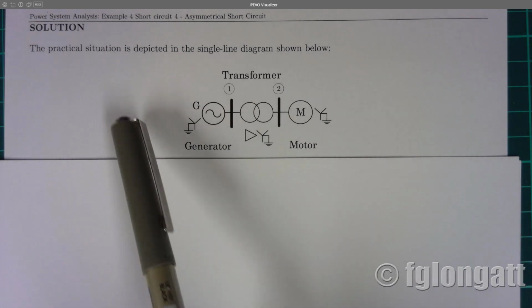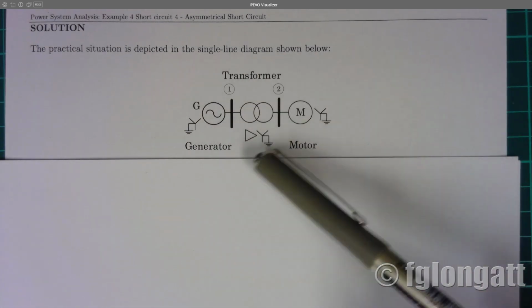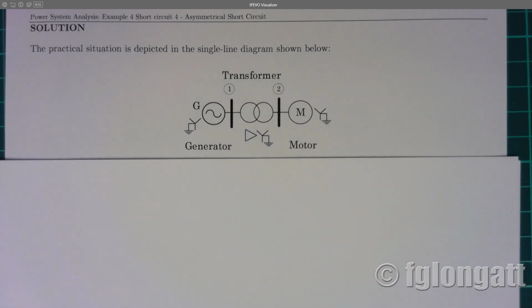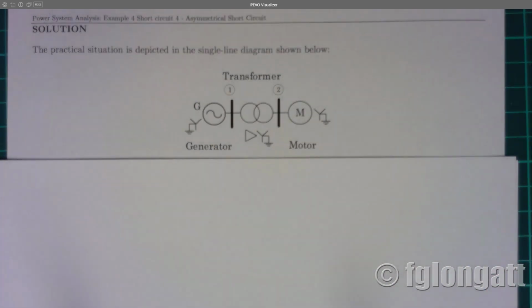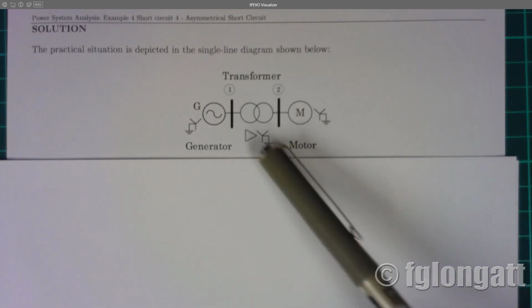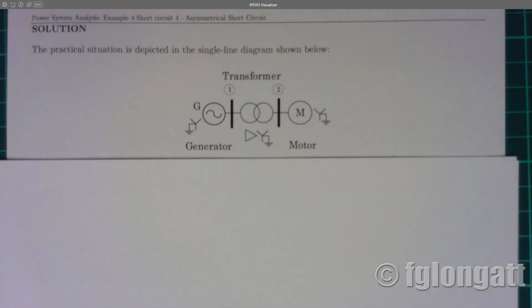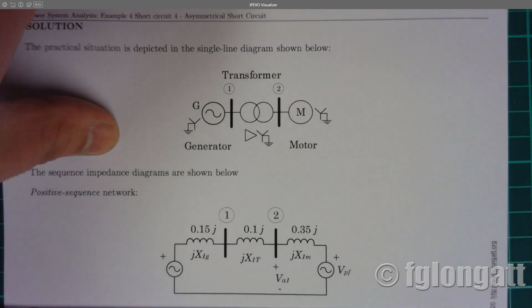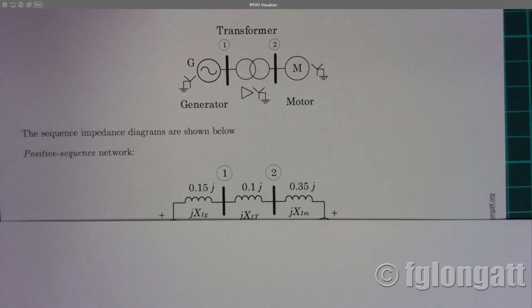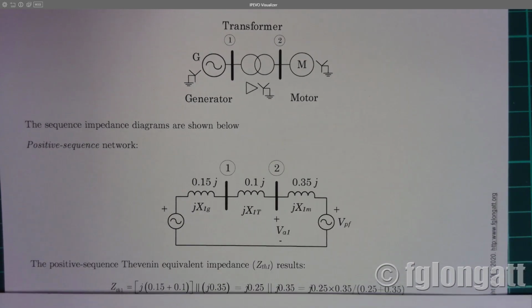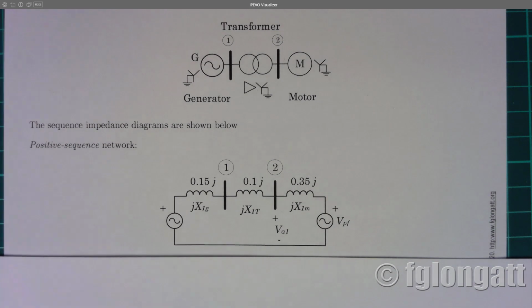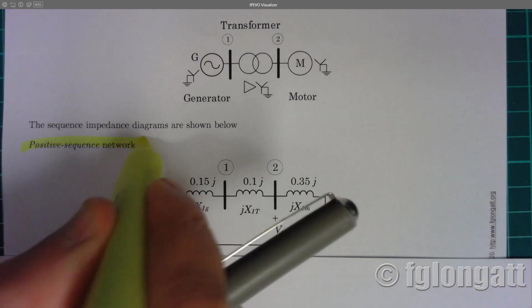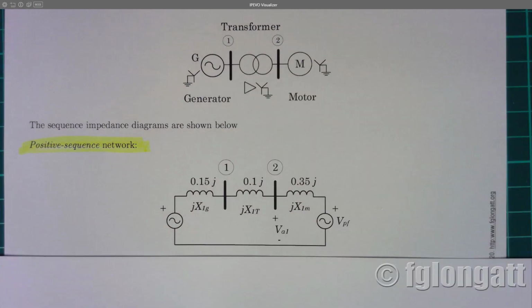In this case, we have a practical situation. We have a synchronous generator. We have a two-winding power transformer, delta star connected, with the star solidly connected on this bus bar number 2, and we have the synchronous motor, okay? And what is the first step? Well, the first step is I will start from that graphic representation, and I will go for the positive sequence network, okay?